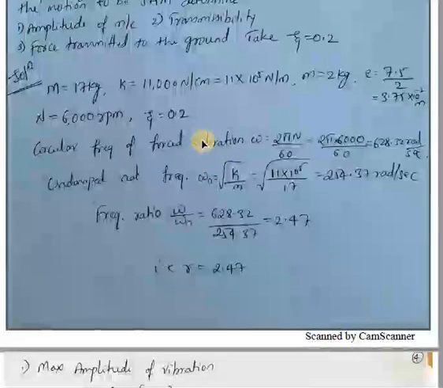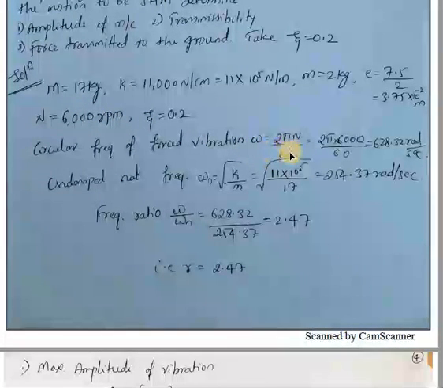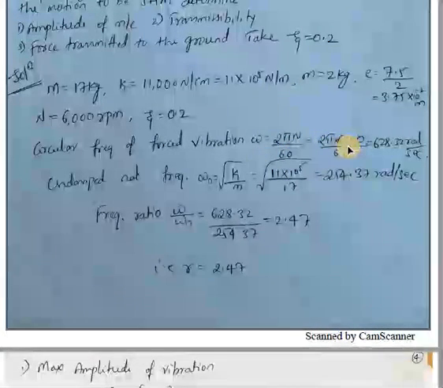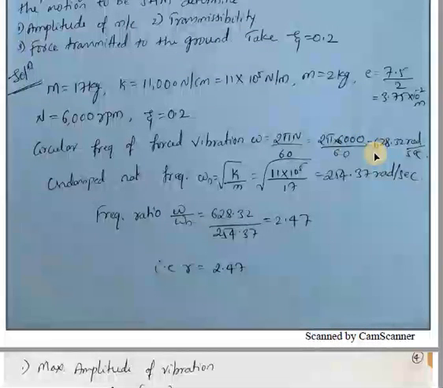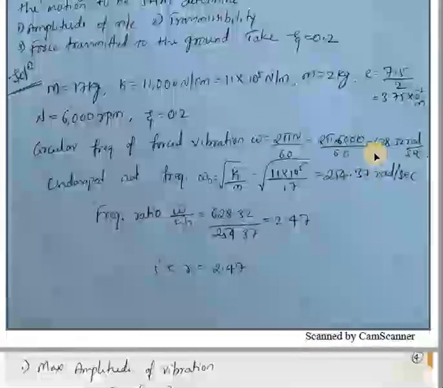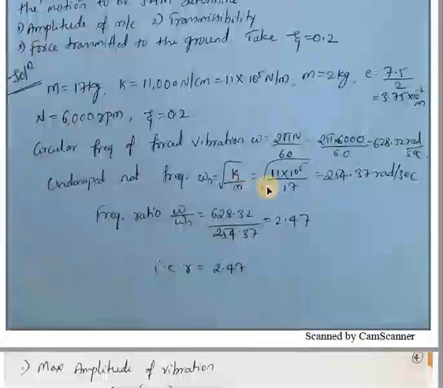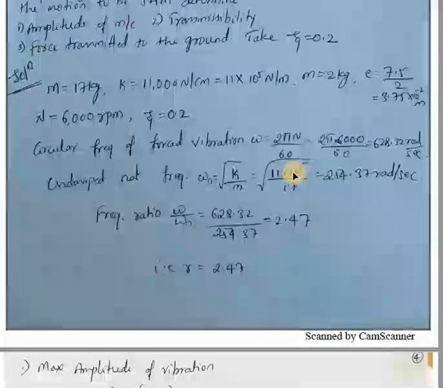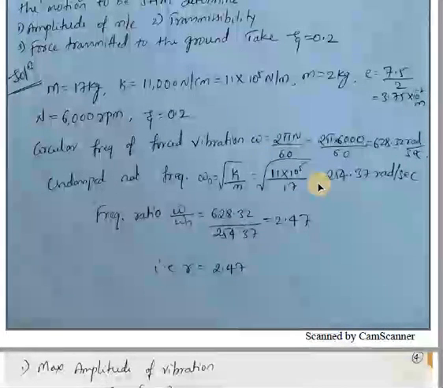Then the circular frequency of forced vibration: once you know the speed in rpm, you can calculate omega equal to 2 pi N by 60. So 2 pi into 6000, which is the speed he has given. Substitute that and you will get omega as 628.32 radian per second. Then the undamped natural frequency, as you know, omega n equal to root of k by m. Here you know the value of k, and m is 17 kg. If you substitute those two values, you will get omega n as 254.37 radian per second.